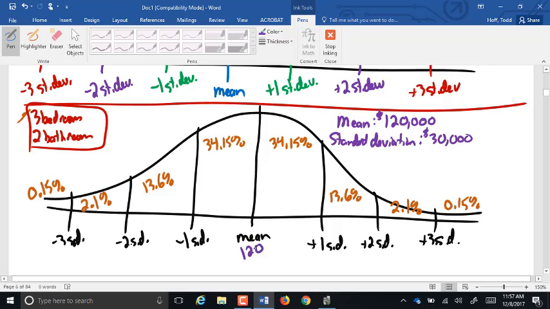What number is going to go here? 90,000. We subtract the standard deviation of 30. 120 minus 30 is 90,000. What's going to go over here? 60,000. Perfect. How about here? 30,000. We're subtracting the standard deviation at each step. What's that?